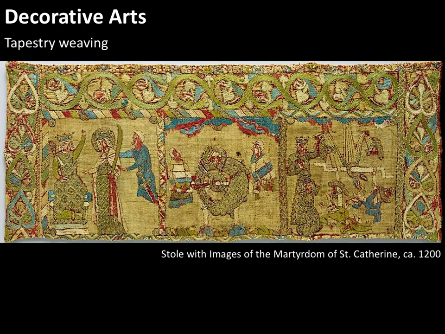In the Gothic period, we also have really rich tapestries being woven. This is a stole, so this would be something that might be laying down the center of a table. And you see how it's got images of the martyrdom of Saint Catherine, Catherine and her wheel there in the center panel. So we're still telling Bible stories. We're still telling stories about the saints, but sometimes it is in tapestry form.